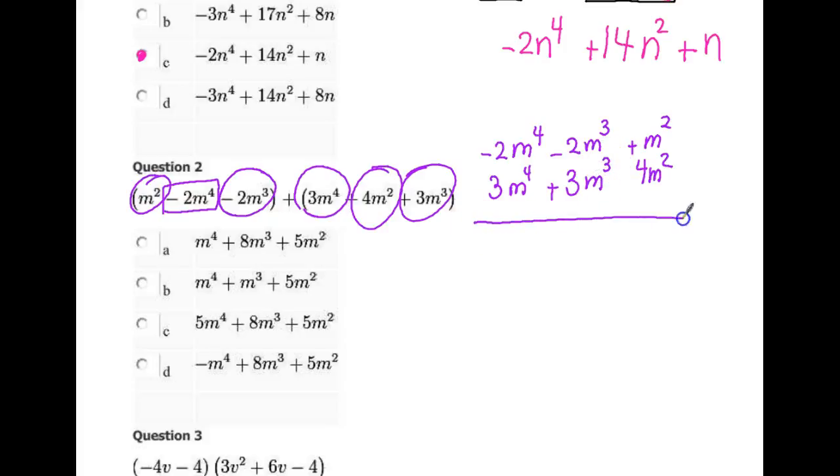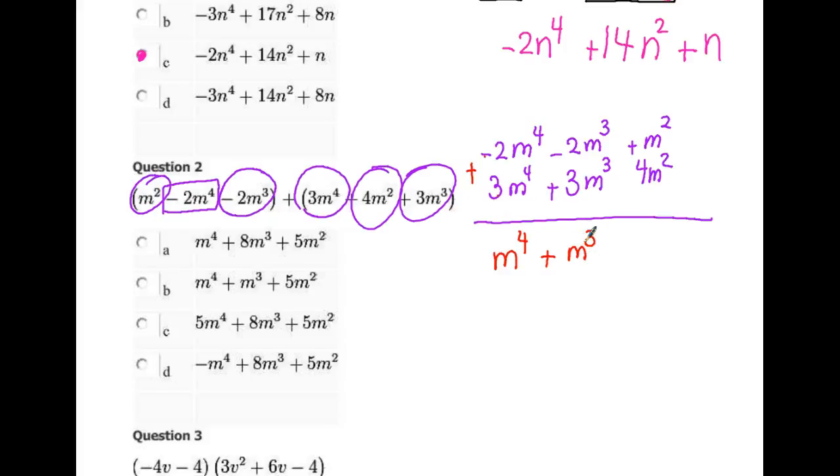Then we're just adding, so there's no problem here. You just add. So, negative 2 plus 3. If you don't know how to do this, use a calculator. It will do it for you, but I prefer you do it in your head. It's just an m to the power 4. Minus 2 plus 3 is just a 1, so it's an m cubed.